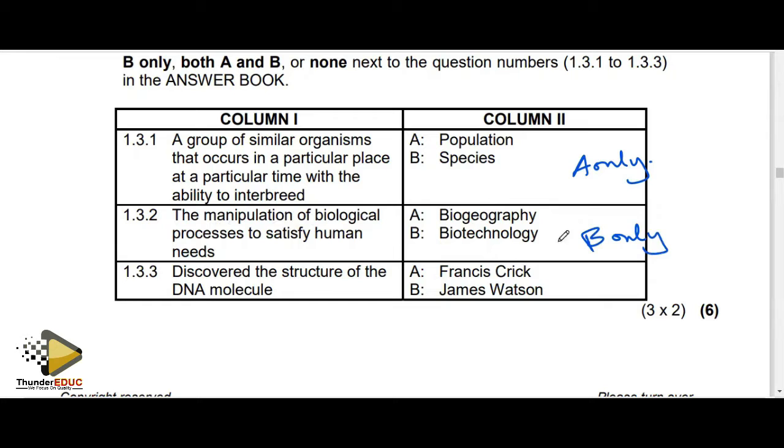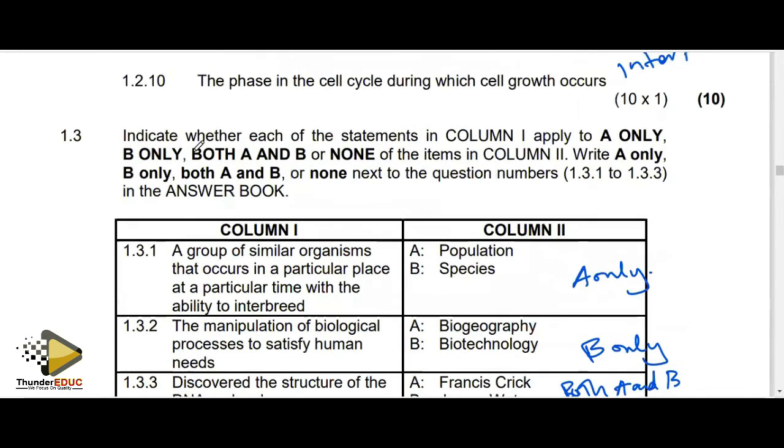Who discovered the structure of the DNA molecule? James Watson and Francis Crick. Francis Crick, then it means that both A and B. Please always follow instructions, because the instructions say A only, B only, both A and B, or none.